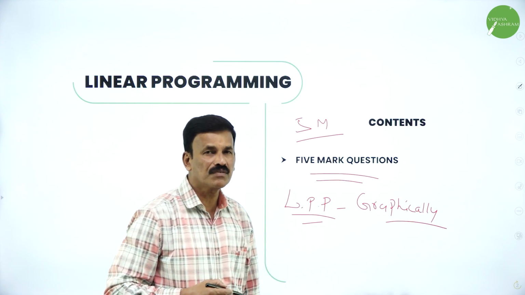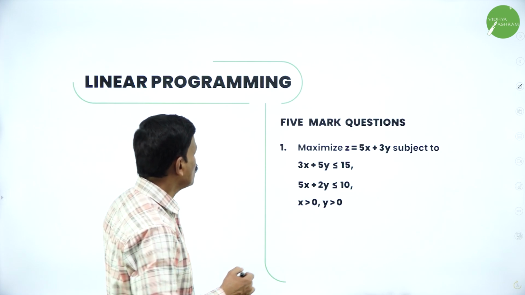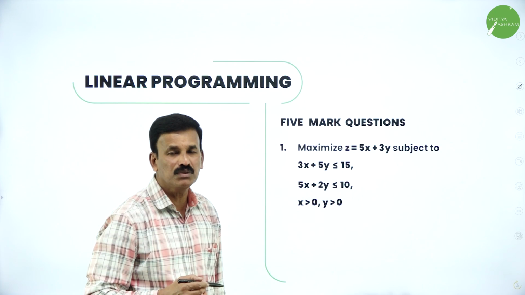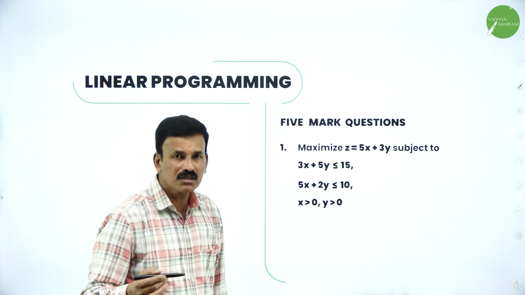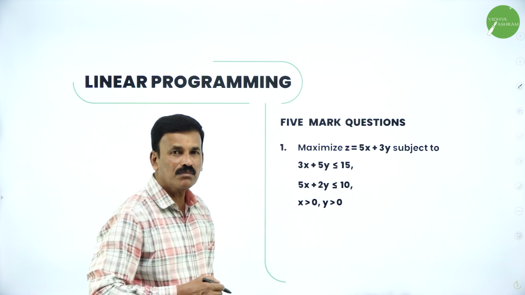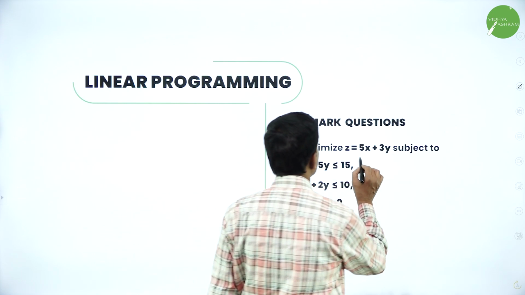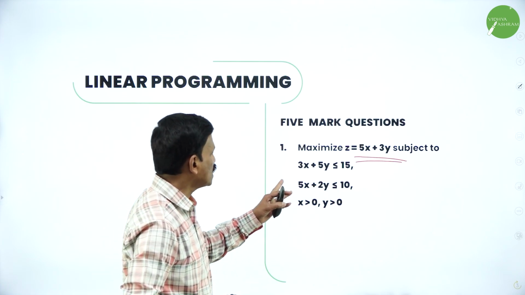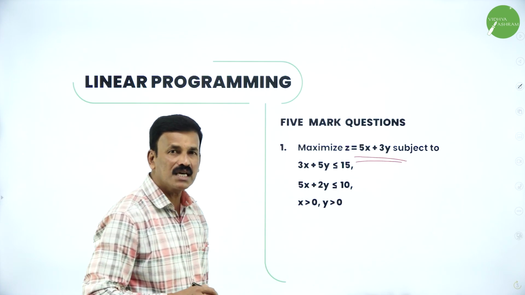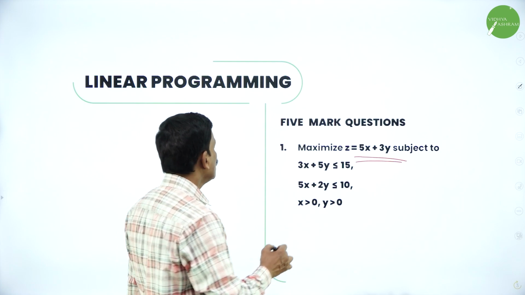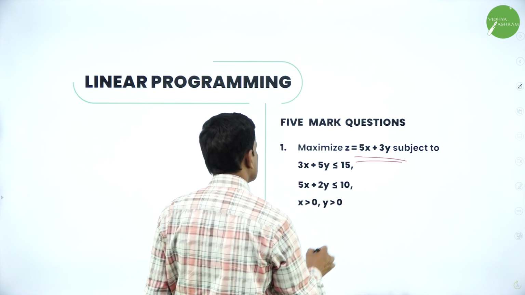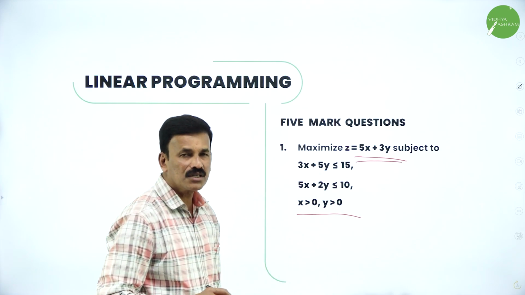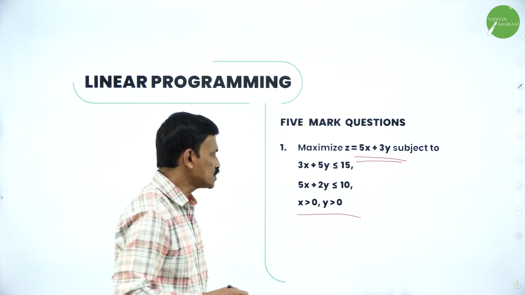Now straight away move to the first problem. What is the problem given for 5 marks? Maximize. This is an objective function. The function which is to be maximized or minimized is called the objective function. Here what is given? Maximize z is equal to 5x plus 3y subjected to the constraints. What are the constraints? 3x plus 5y less than or equal to 15 and 5x plus 2y less than or equal to 10 and non-negative restrictions. x is greater than or equal to 0 and y is greater than or equal to 0.